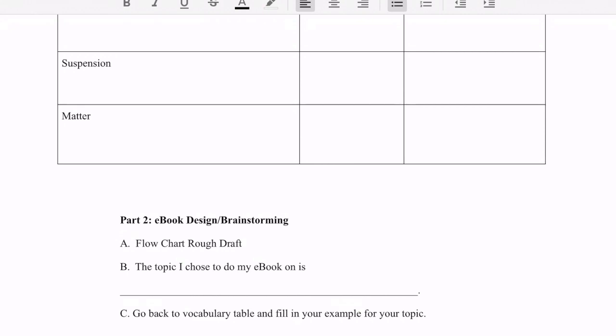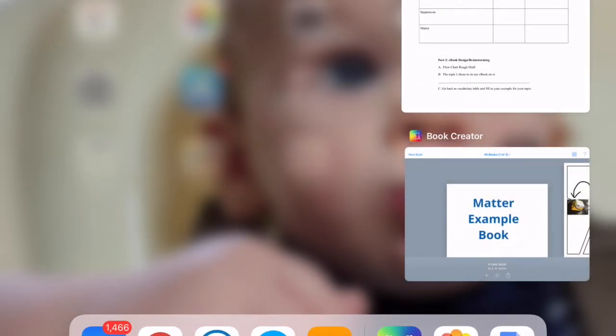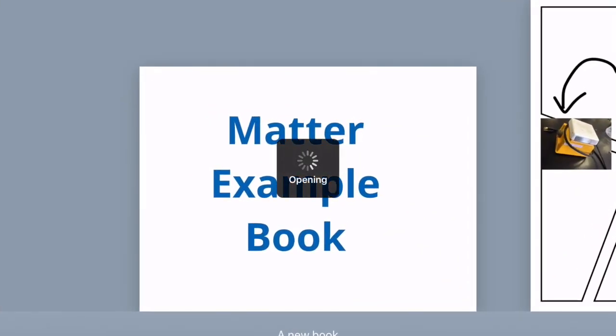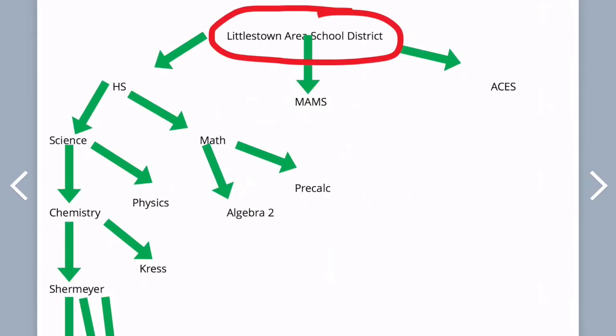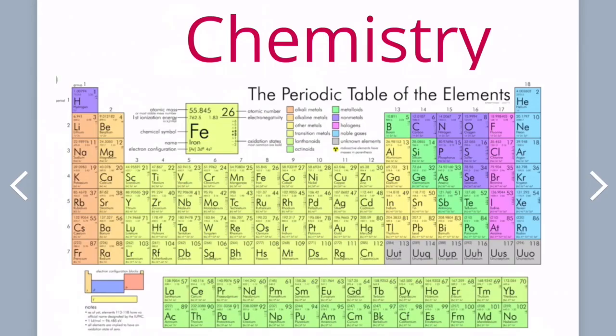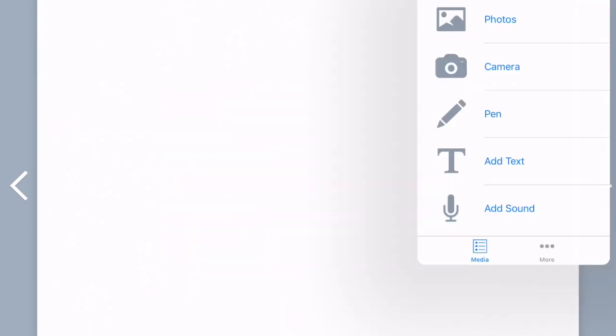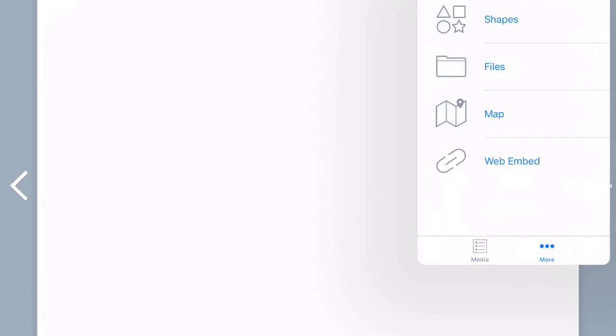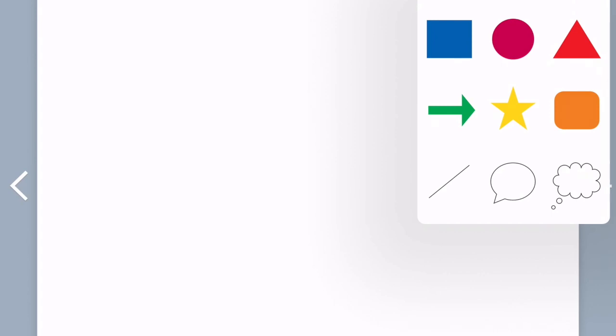What you should probably do is do a rough draft of your flowchart first before you add it into your ebook. If you would like to see how to add something to your ebook, like we made these flowcharts, we go to the end. If you add, you can add text, you could use the pen, you can add photos. You can also add shapes. So if you wanted to add a shape, you could do that. That's where the arrows came from. So that's where you need to go to actually create the flowchart itself.